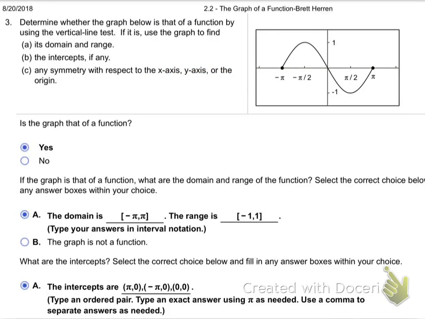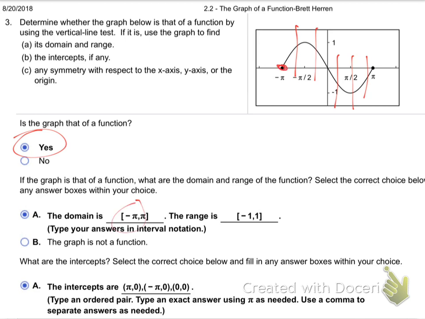Every vertical line hits only one point, huh? Yeah. So y's can have multiple x's, but every x must have only one y. So that one's a function. When it's a function, they want to know the domain and the range and everything, so you can do that.